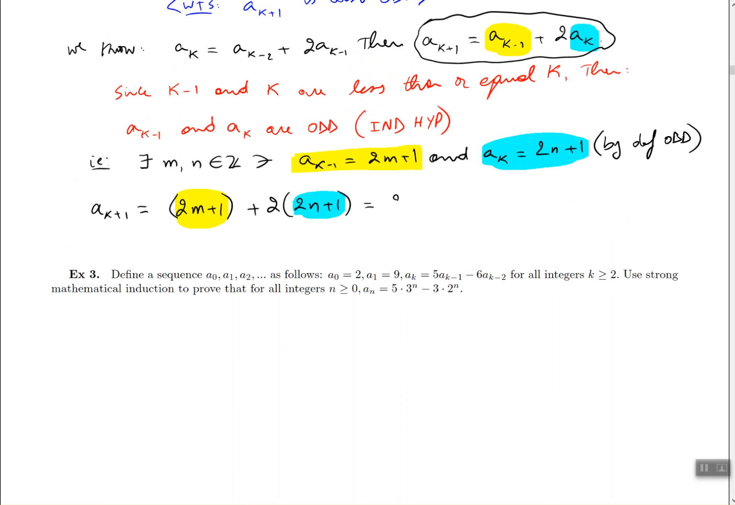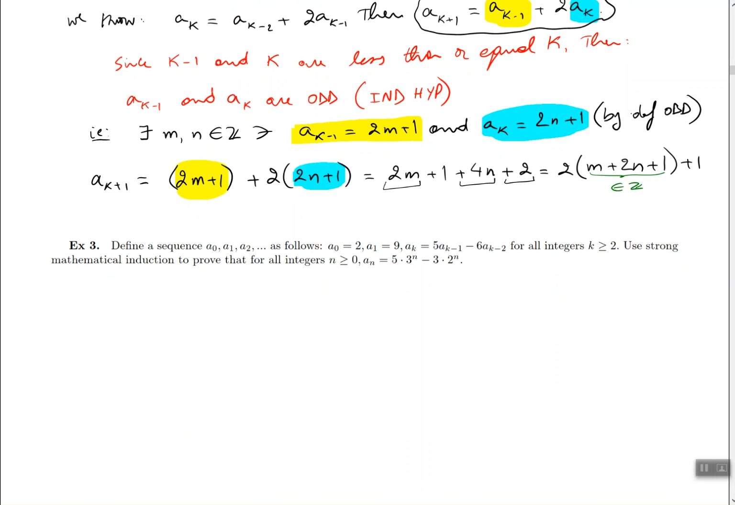So this is now 2m plus 1 plus 4n plus 2, which can be written as 2 times m plus 2n plus 1. So I'm factoring the 2 out of these terms and leaving the extra 1 on the outside. But keep in mind that m, n, 2 and 1 are all integers, so the product and the sum of them are going to be integers. And this means ak plus 1, the term, is odd by definition. And that's what we set out to do. We wanted to prove that ak plus 1 is odd, so that means we are finished with this problem.